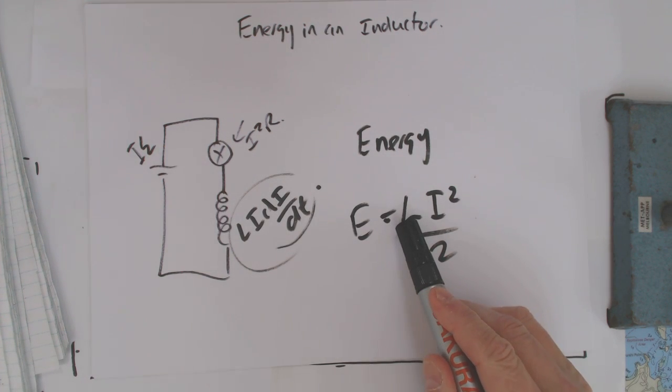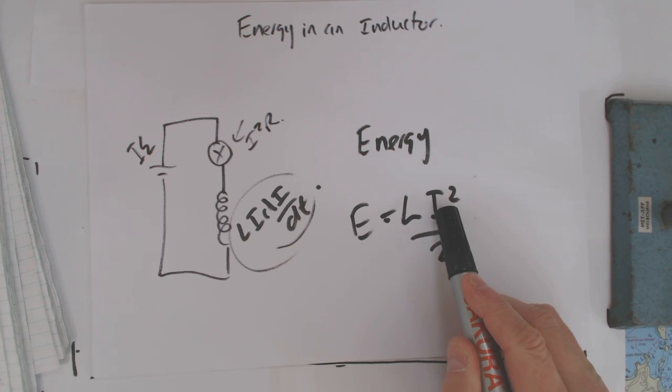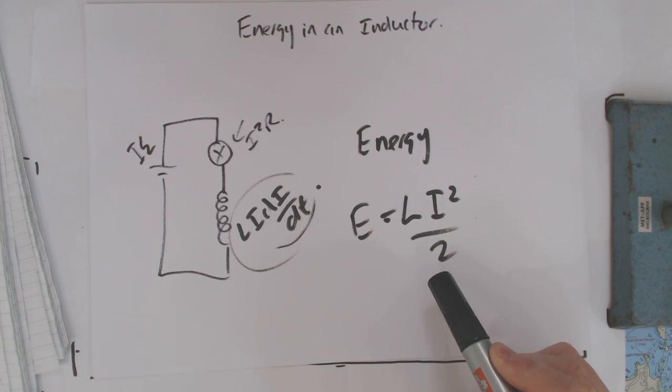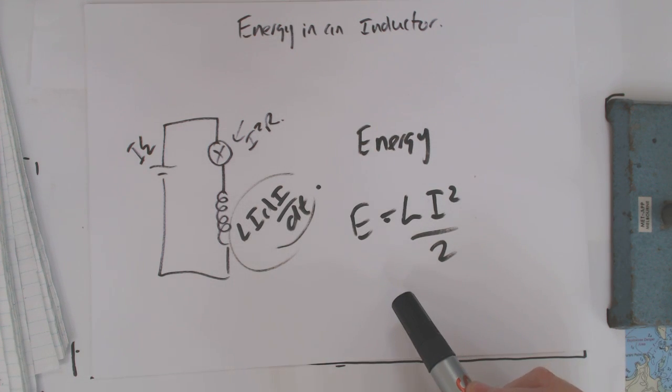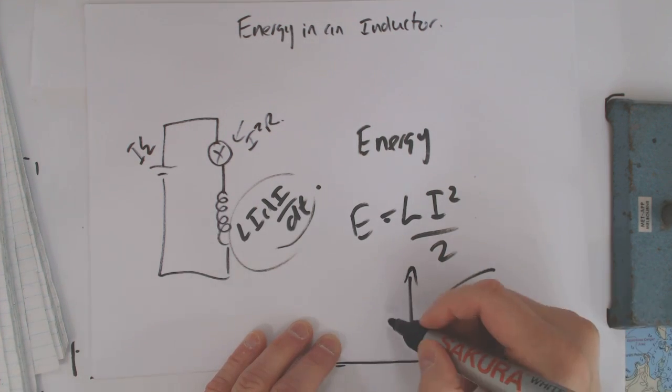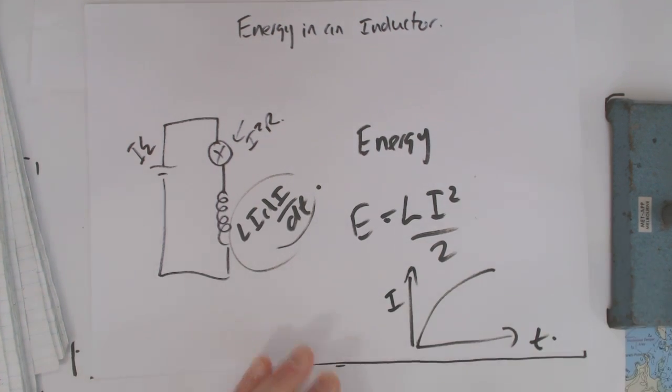And that is easy to use. We've got the inductance of the coil in henries, we've got the current squared, and what are we talking about here? Because we all know that the current has built up to a maximum. Remember, the current builds up slowly. That's our current-time graph.